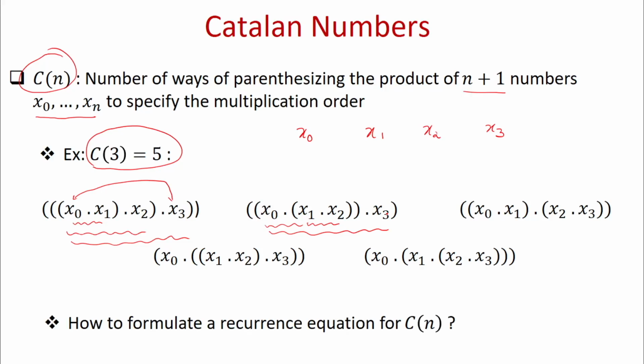Now we want to formulate a recurrence equation for c of n, because I want to find a closed form solution for c of n. c of n is an infinite sequence, or a function which gives you the outcome for different values of n. I want to find the general formula, or the closed form formula, for this sequence or function c of n. How do I do that? For that, I first have to formulate a recurrence equation.